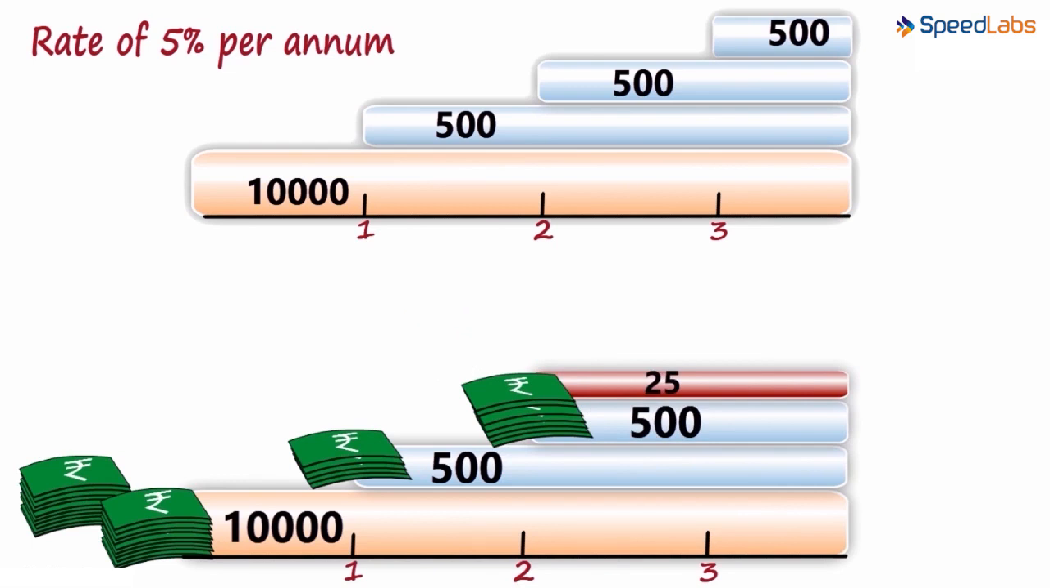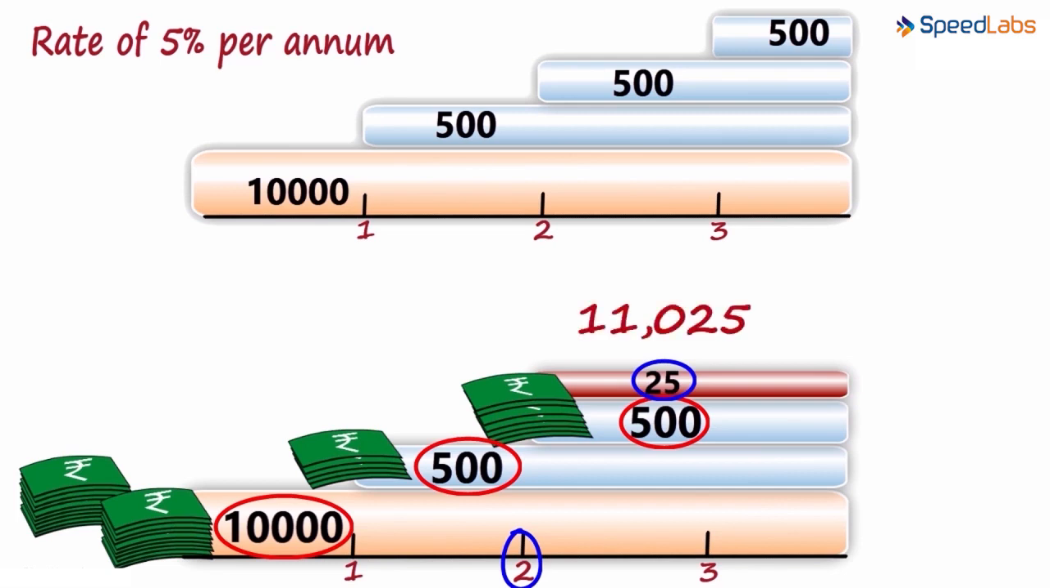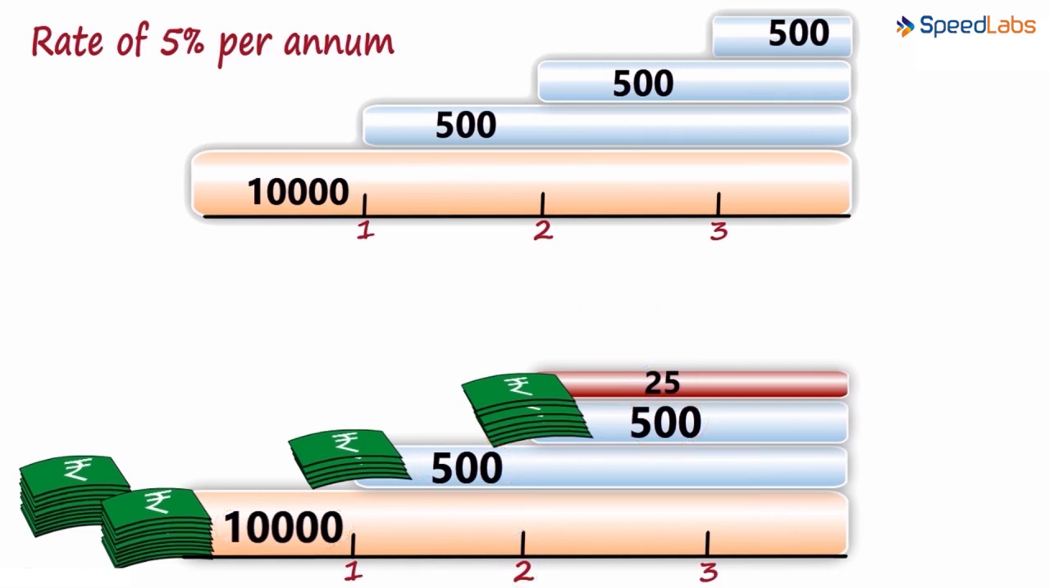If we happen to withdraw the money at the end of the second year, we will get 10,000 plus 500 plus 500 plus 25, 11,025. Notice that the interest accrued previously does not remain idle. Just like the principal, the interest also generates more interest. You should be able to guess what happens at the end of the third year.